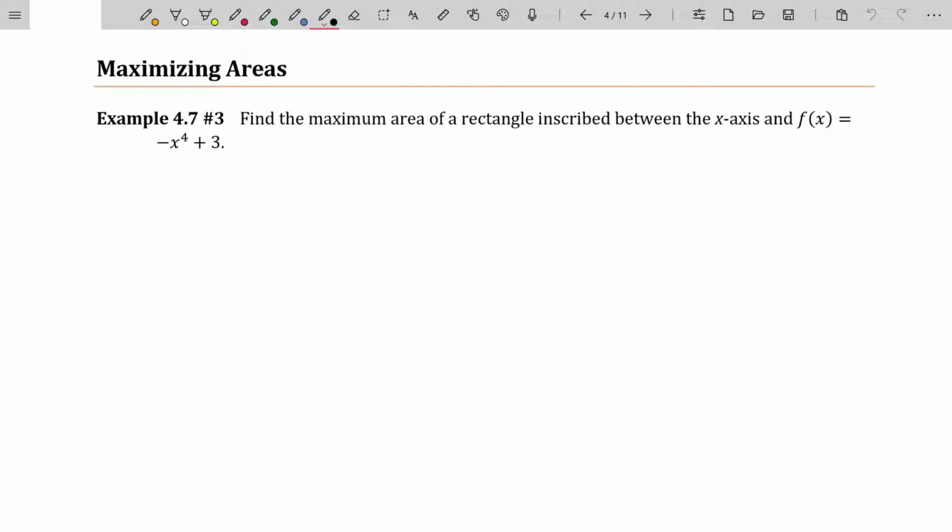And at this point, we're just going to start talking about areas. I already did a video on minimizing distances. Now we're going to maximize areas. The first problem is more of a theory problem just to get us started.